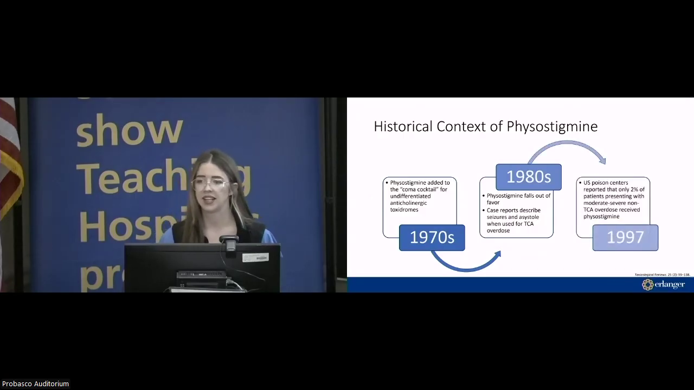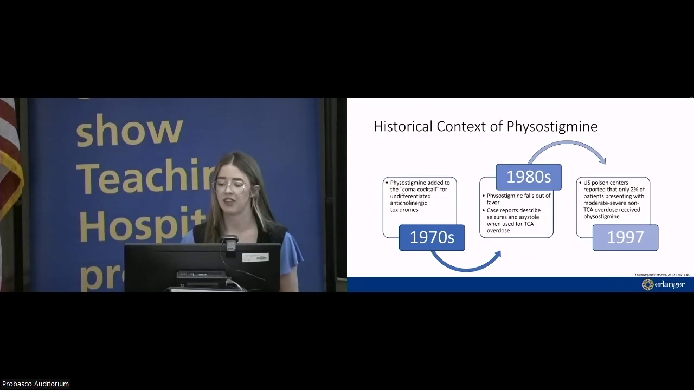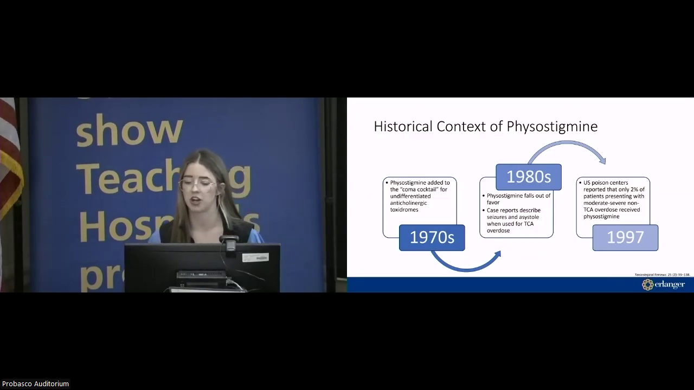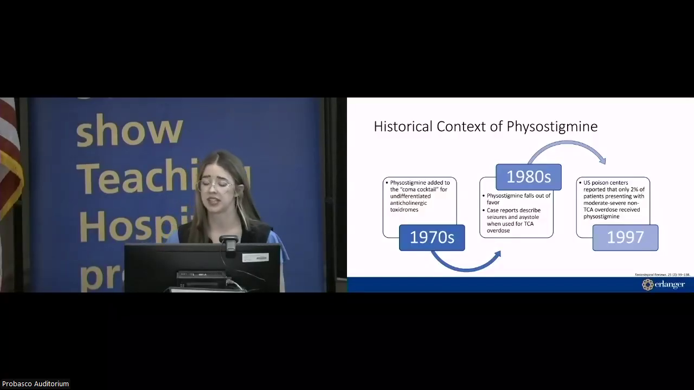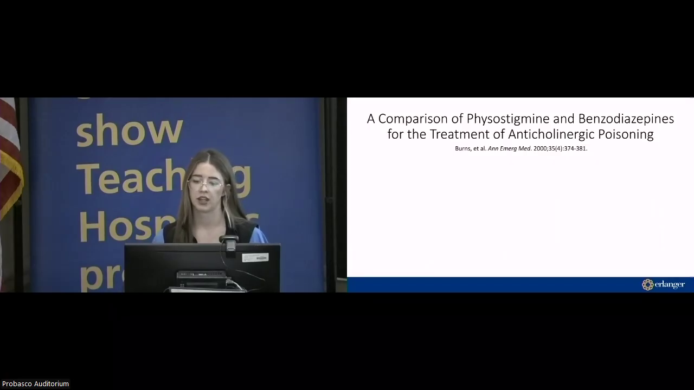By the late 1990s, Poison Center data suggested that a very small percentage of patients with moderate to severe non-TCA overdoses were receiving physostigmine, which prompted a reevaluation of its role. This study by Burns and colleagues was published in 2000 and was one of the foundational comparative analyses evaluating physostigmine versus benzodiazepine specifically for anticholinergic toxicity.